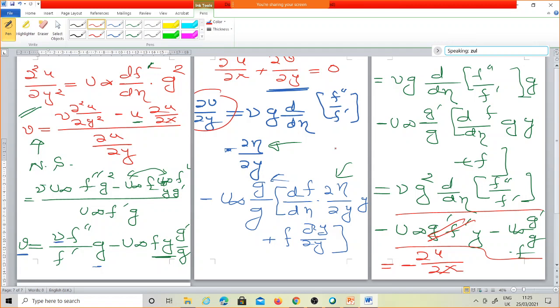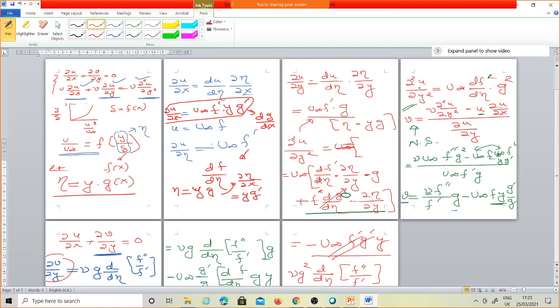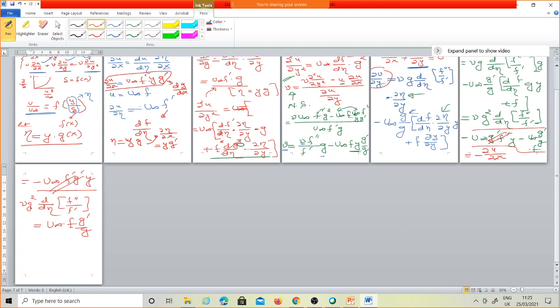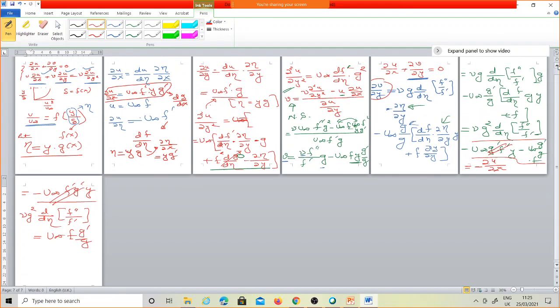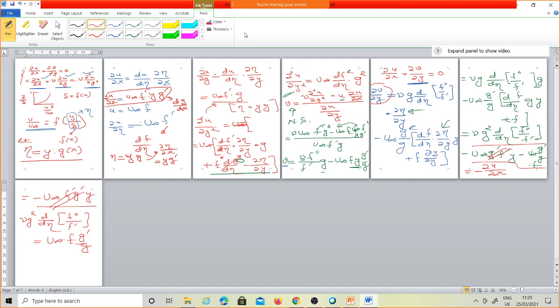Okay, so here we find out del v by del y, right? We have this expression, but from the equation of continuity we know that del u by del x plus del v by del y should be 0. So here del v by del y should be minus del u by del x, right? But what is minus del u by del x? Del u by del x I already found out here. Del u by del x is u infinity f prime y g prime.